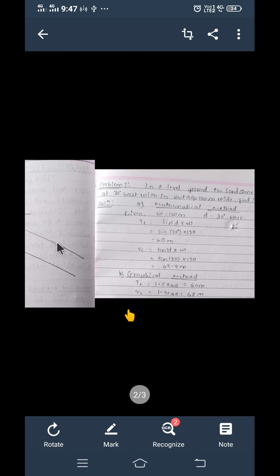Draw a ground level here. Keeping the protractor on this ground level, mark 30 degrees and join the line. Similarly, draw 120 meter with some scale. Say you consider 1:40, meaning 1 centimeter equals 40 meter. With the help of that, draw 3 centimeters here and mark that point. Again draw a 30 degree angle here and extend that line. These two lines are parallel to each other.